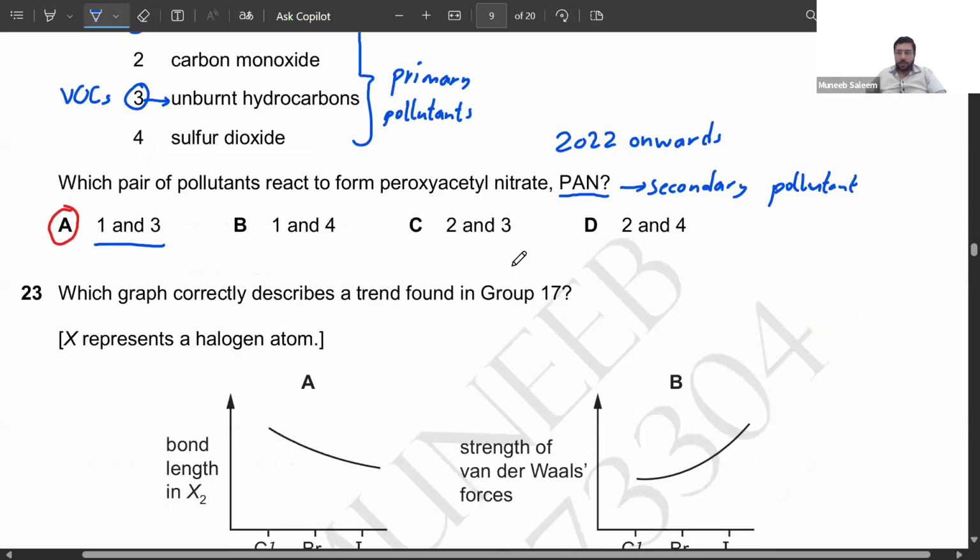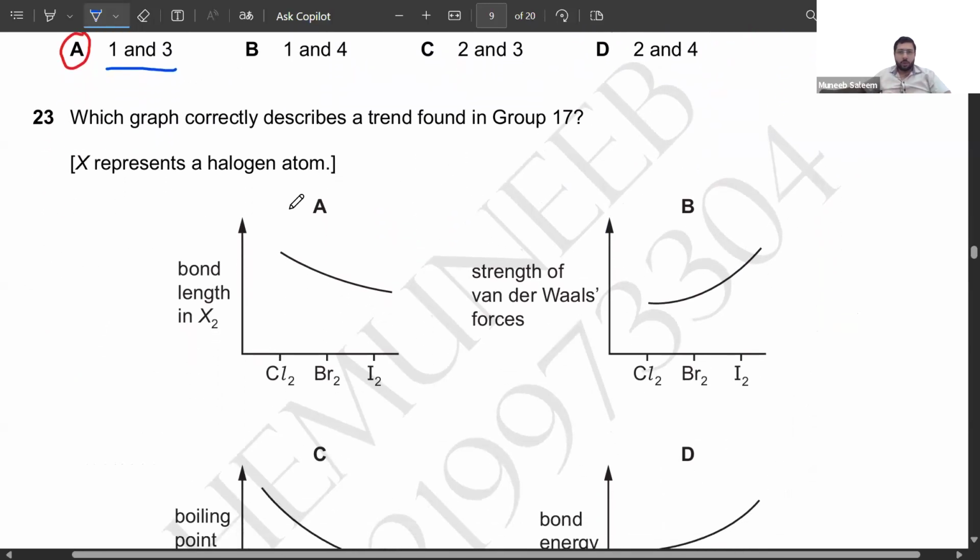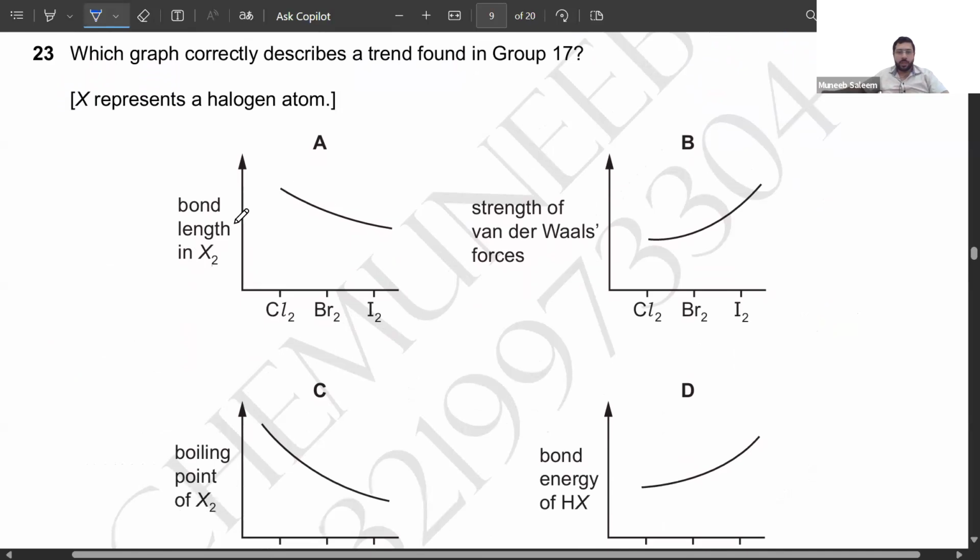Now, next question, number 23. Which graph describes a trend found in group 17? So group 17 is basically the group of halogen elements. So here we have option A. It says bond length in X2 decreases from chlorine to iodine.